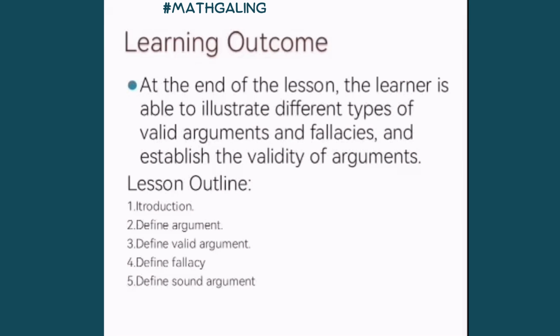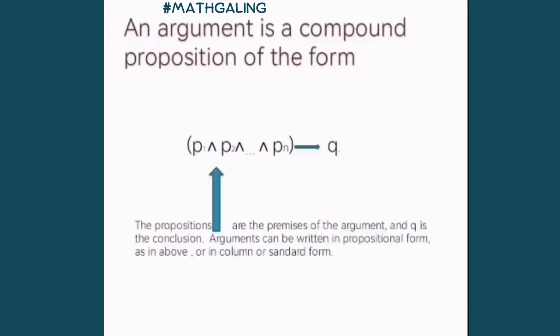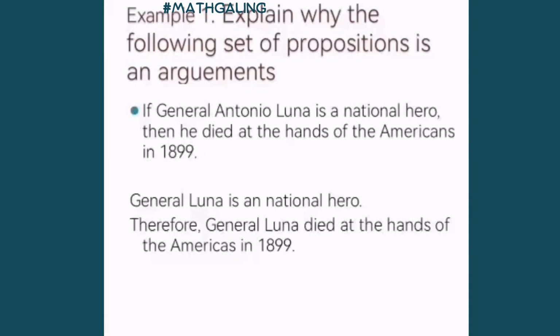Define sound argument. An argument is a compound proposition of the form P1, P2, up to Pn implies Q, where P1 up to Pn are the premises of the argument and Q is the conclusion. Arguments can be written in propositional form as above, or in column or standard form.